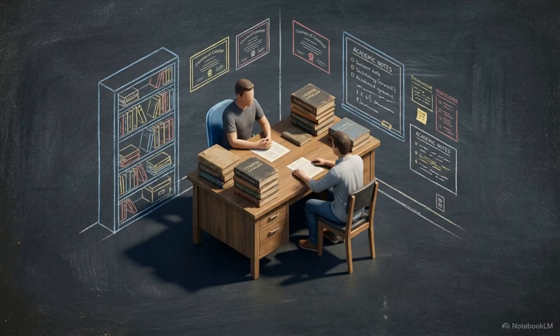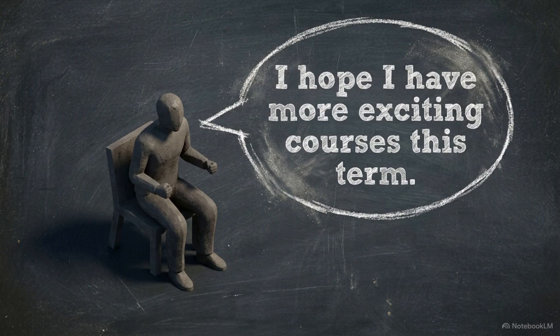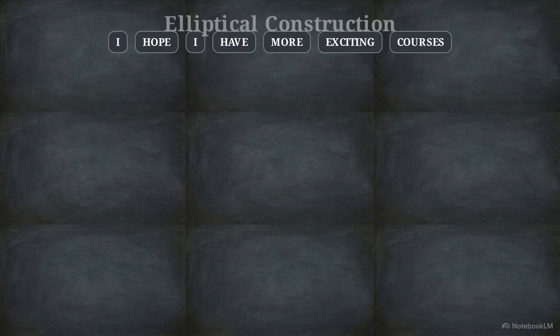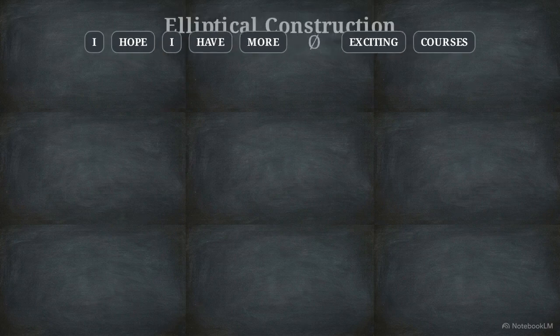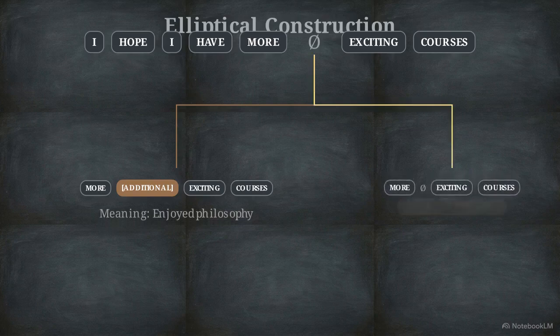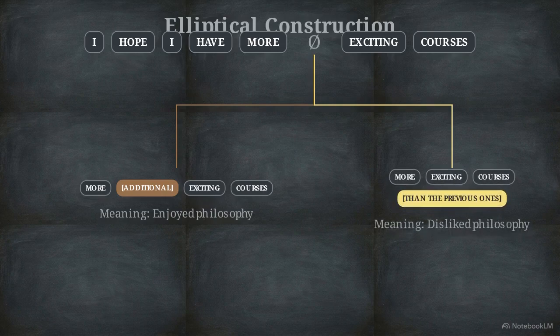We see a similar structural error in high-stakes environments, like academic advising, where precise communication dictates a student's entire curriculum. A student tells her advisor about her previous philosophy classes, stating, "I hope I have more exciting courses this term." Looking at this formal sentence diagram, we identify an elliptical construction. Essential words have been omitted. The grammar allows option A. The student wants additional exciting courses, meaning she enjoyed philosophy. But it also supports option B. The student wants courses that are more exciting, meaning she disliked philosophy.